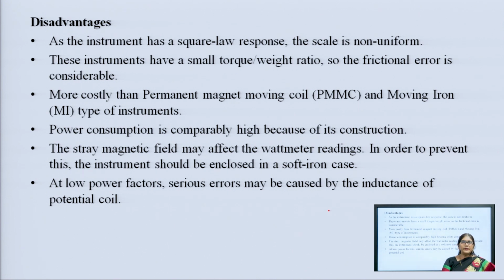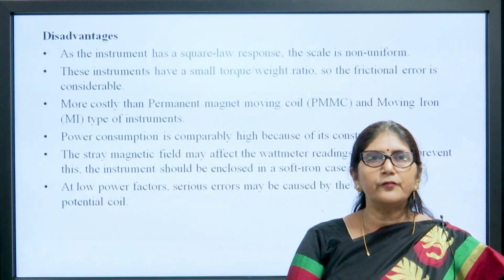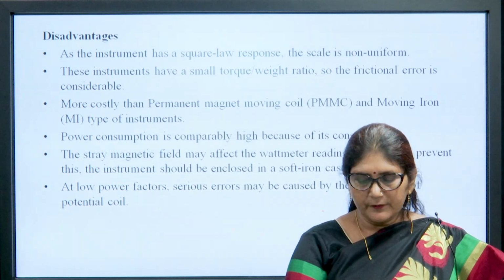Disadvantages: after some portion of the range this instrument has a square law response, so the scale is not uniform. Since there is a moving part, it also has a low torque to weight ratio, so frictional error should be there. It is more costly than the permanent magnet moving coil or moving iron instrument. It also consumes comparatively high power, and the stray magnetic effect is there. So, to prevent this, the instrument should be enclosed in a soft iron case. At low power factor, a serious error may appear in this instrument.